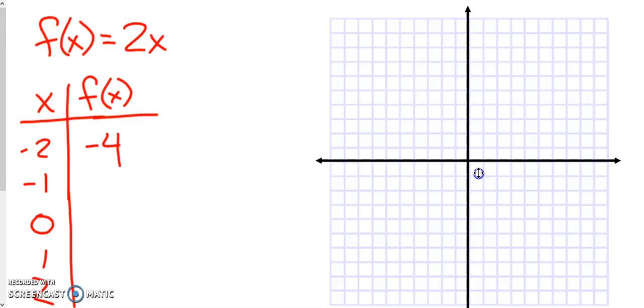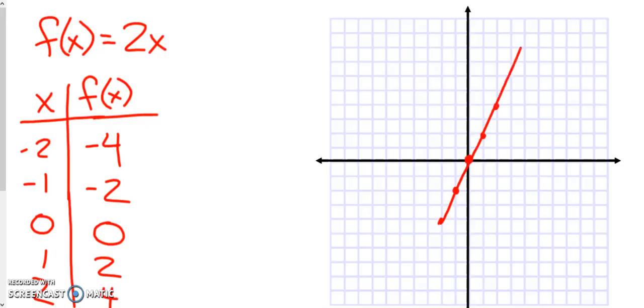What about the next one? -2. Good job. 2, and then 4, right? So then I can plot all this stuff on here. So -2, -4, -1, -2, 0, 0, 1, 2, and 2, 4. And then I can connect them like so. And yay, you get a line.